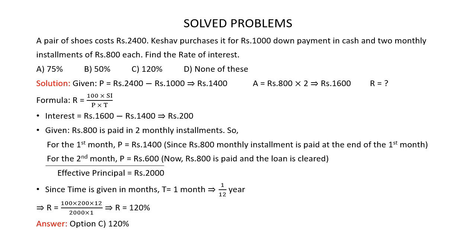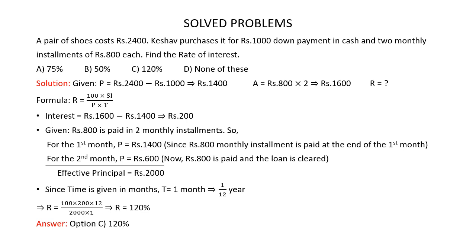Now it's given that rupees 800 is paid in 2 monthly installments. This means rupees 800 is paid at the end of the first month and then another rupees 800 is paid at the end of the second month. Now we know that the principal is rupees 1,400 and it's given that rupees 800 is paid at the end of the first month. So for the first month, the principal would be rupees 1,400.